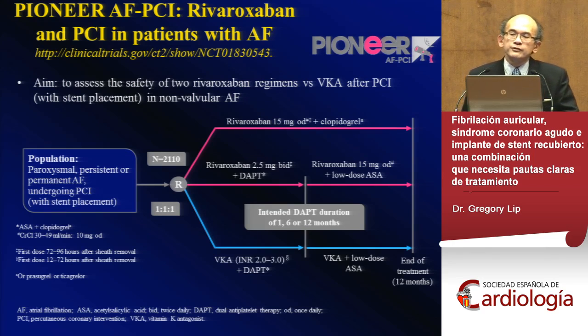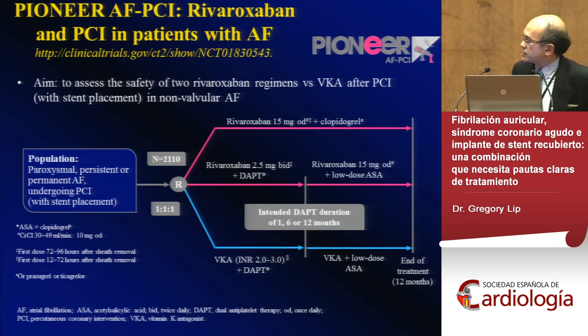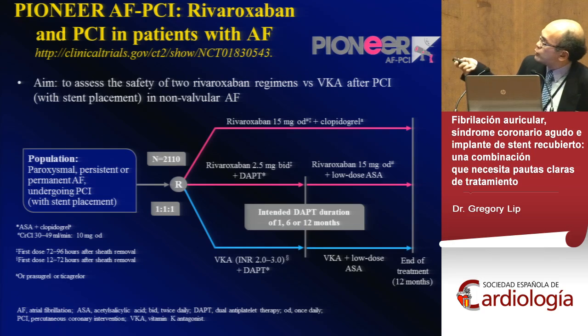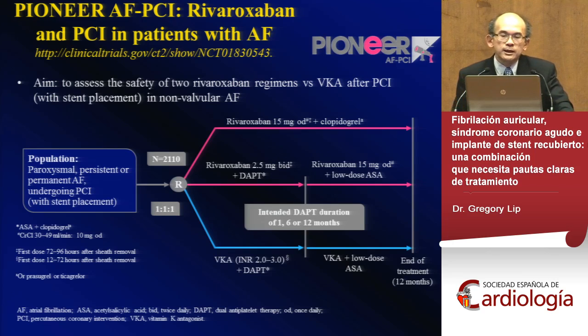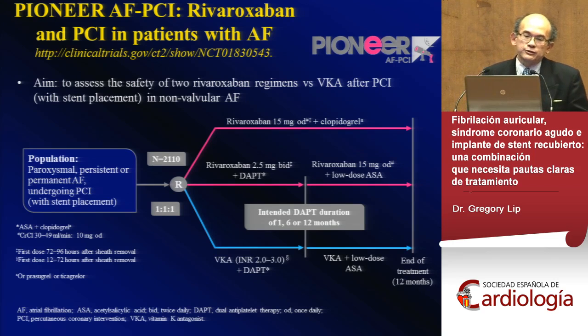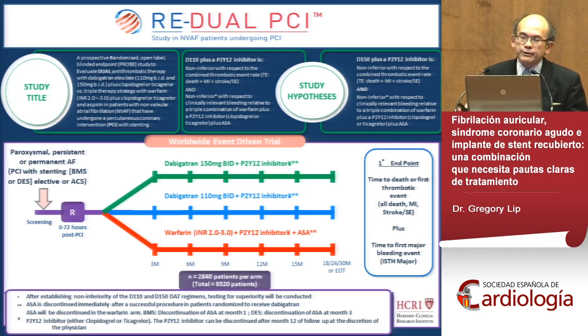The PIONEER AF trial is investigating rivaroxaban in this setting. It's comparing the traditional strategy of VKA-based therapy to a rivaroxaban-based strategy, to a WOEST-type rivaroxaban strategy, in patients with atrial fibrillation who require a stent. There will be a small proportion who can get either prasugrel or ticagrelor. Just to point out with the bigger trial, there's the RE-DUAL trial.